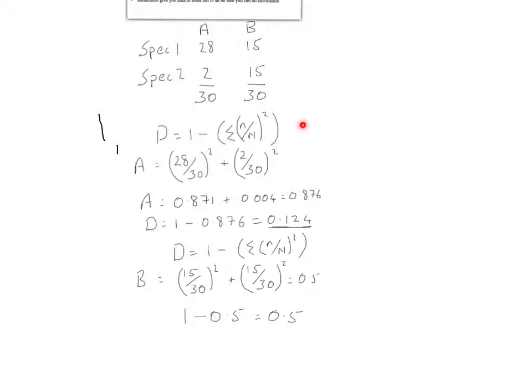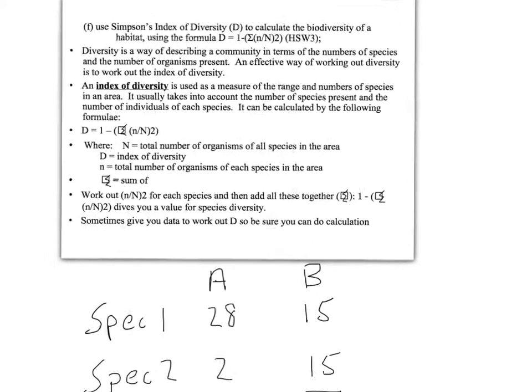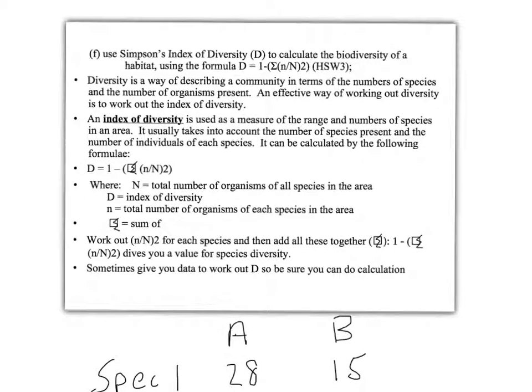So going back to a summary: diversity is a way of describing a community in terms of the number of species and the number of organisms present. It gives us an indication of species richness, which is the number of species, and species evenness, the number of organisms present in each species. The next slide talks about the implications of the value you get for Simpson's index of diversity, so let's have a look at the next slide.